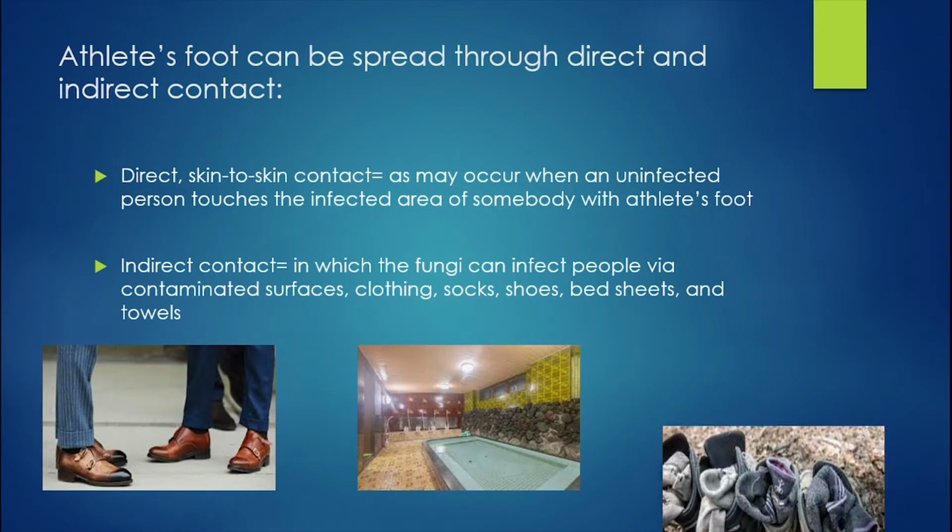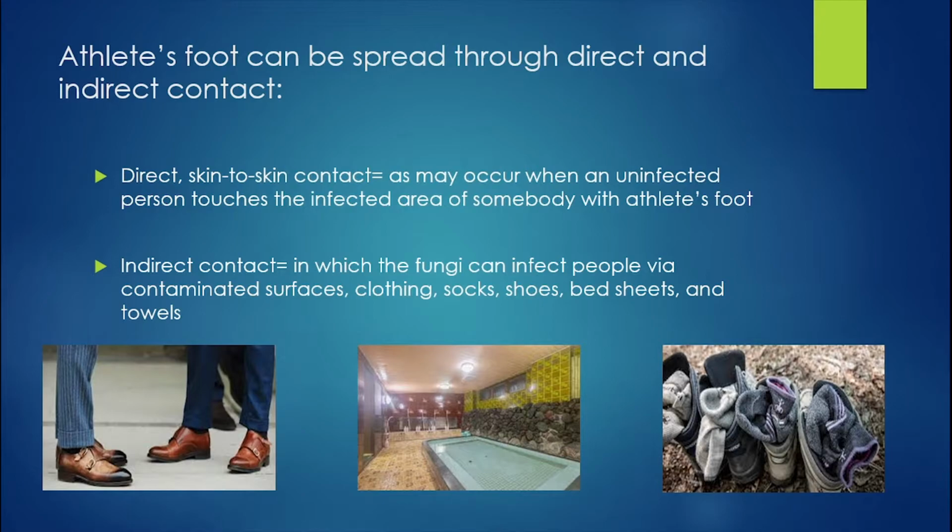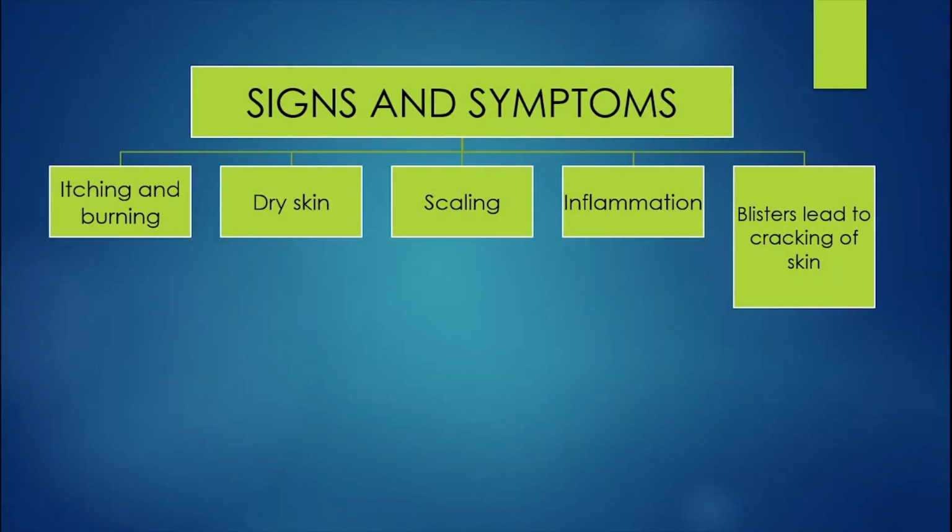Athlete's foot can be spread through direct and indirect contact. Direct skin-to-skin contact may occur when an unaffected person touches the infected area of someone with athlete's foot. Indirect contact is when the fungi can infect people via contaminated surfaces, clothing, socks, shoes, bed sheets, and towels.